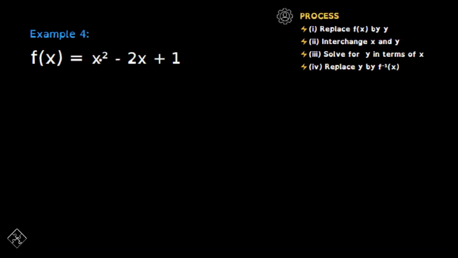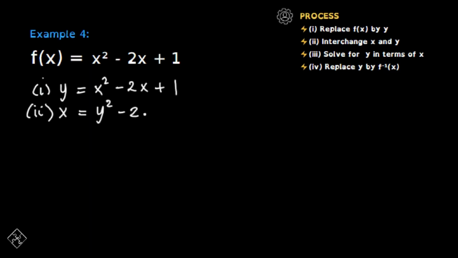So in this example number 4, we have x squared minus 2x plus 1. So our first step in this case is to replace f of x by y. So we have y equals x squared minus 2x plus 1. Then, second step is to interchange x and y. We have x equals, this x squared becomes y squared minus 2y plus 1. The third step is to solve for y in terms of x.